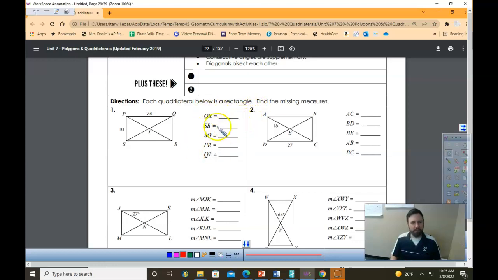Find everything we need about this quadrilateral, and it is a rectangle. So right away I know all these are going to be 90s, because that's what makes it special. Makes it unique. So we're looking for QR and SR and SQ and PR and QT. Right away, I know my opposite sides are congruent. So if PQ is 24, SR is going to be 24. And that's one of our questions. Opposite sides are congruent, so if PS is 10, QR is 10.